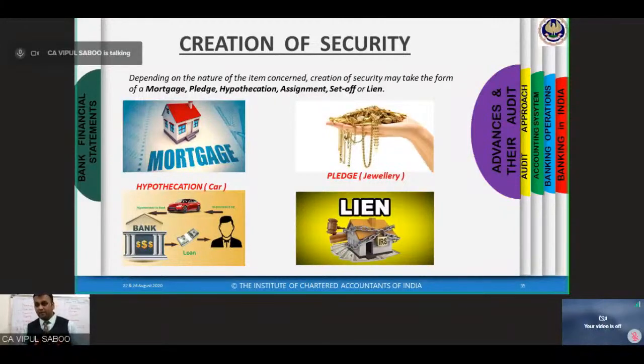For example, you have an insurance policy with you. You get loans against insurance policies as well. Right? Even banks issue you loans against insurance policies. They keep insurance policies as security. So whatever right you have got in that particular investment, you assign it to the lender, the bank. So that is called assignment of your rights in a particular asset.